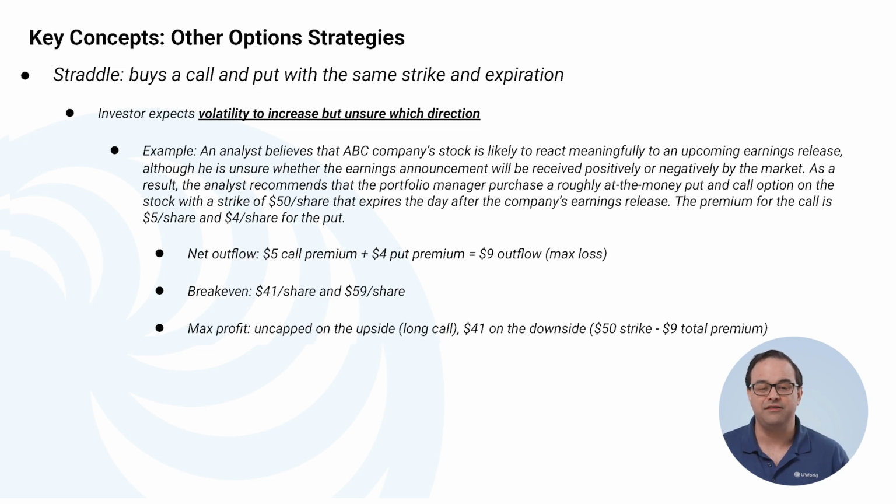The max profit is uncapped on the long side. The shares could theoretically appreciate indefinitely to the upside if they were to react violently to the upside after the earnings announcement. The max profit to the downside is $41 a share if the stock were to go to zero, hypothetically, which is simply that $50 strike less the $9 premium paid.